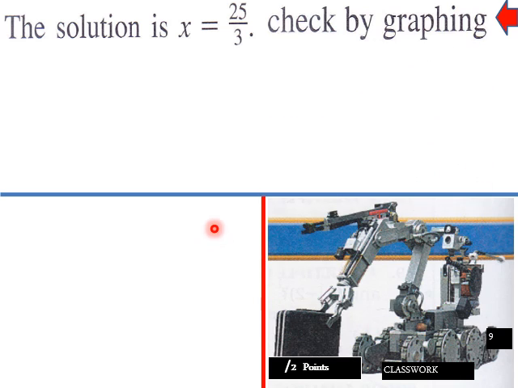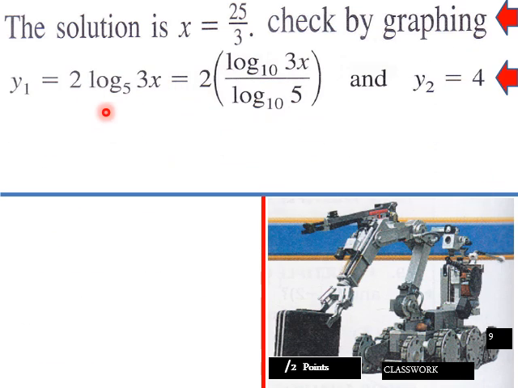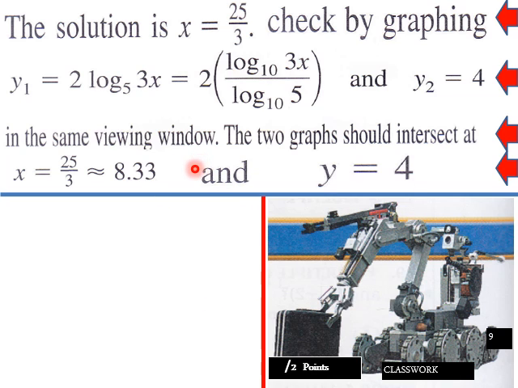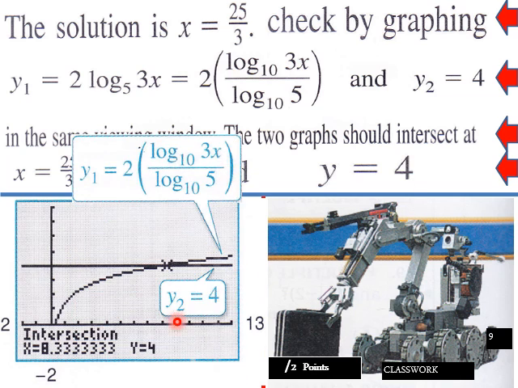Then you plug that back into the original, or you can check it by graphing. y1 equals 2 log base 5 of 3x, which equals 2 times log base 10 of 3x over log base 10 of 5, and y2 would equal 4 in this situation, in the same viewing window. And then the two graphs should intersect at x equals 25 over 3, which is 8.33, and then y equals 4. So this would be your solution here. y2 would be y equals 4.